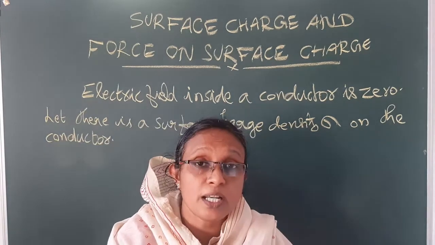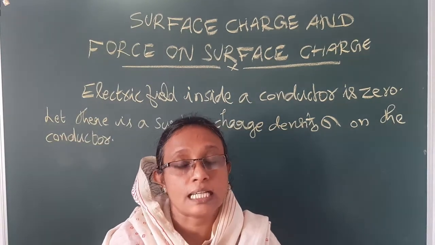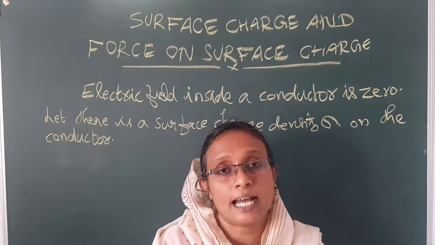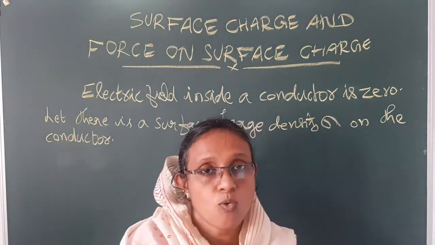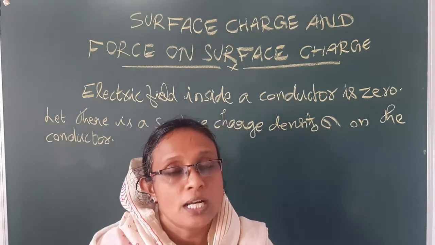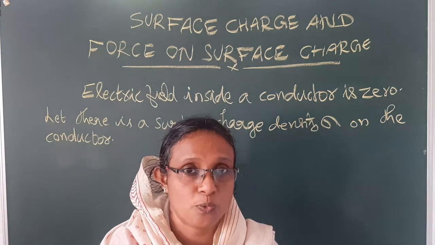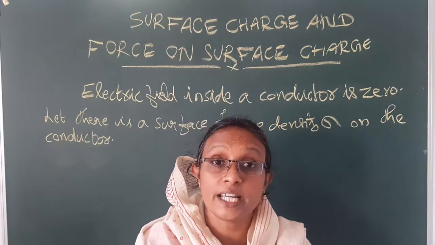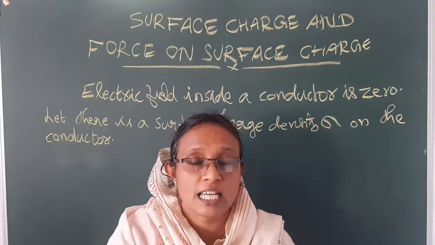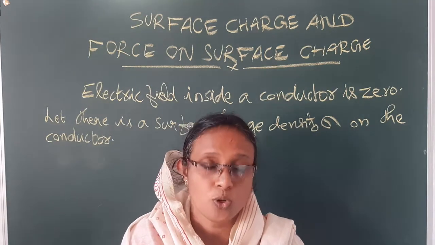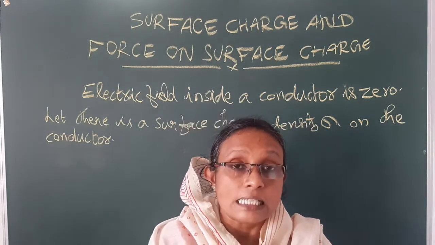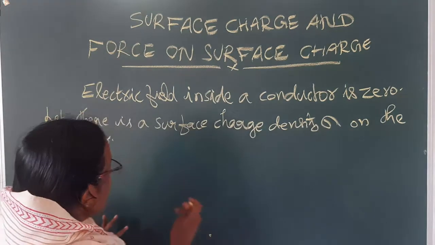So, you can find out the answer using the electrostatic boundary condition. There you see that electric field above minus electric field below is equal to sigma by epsilon 0. And electric field below is 0, because electric field inside is 0. So the electric field just outside the conductor is sigma by epsilon 0 n cap.